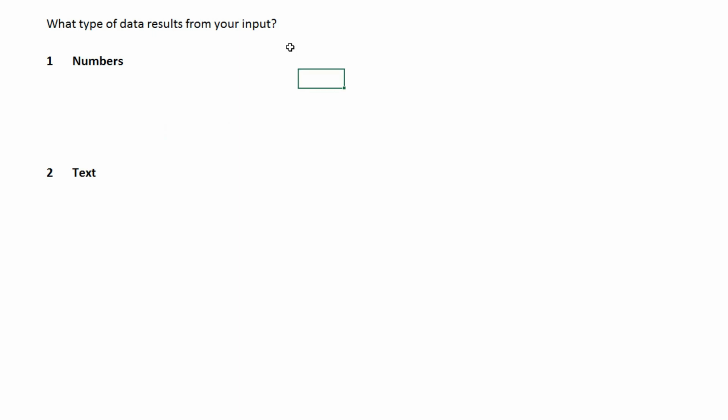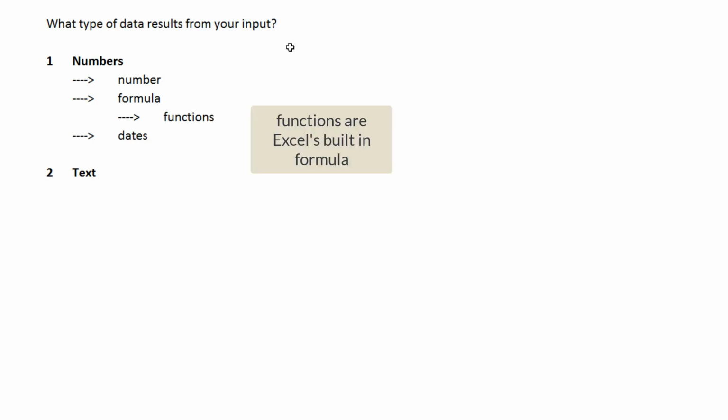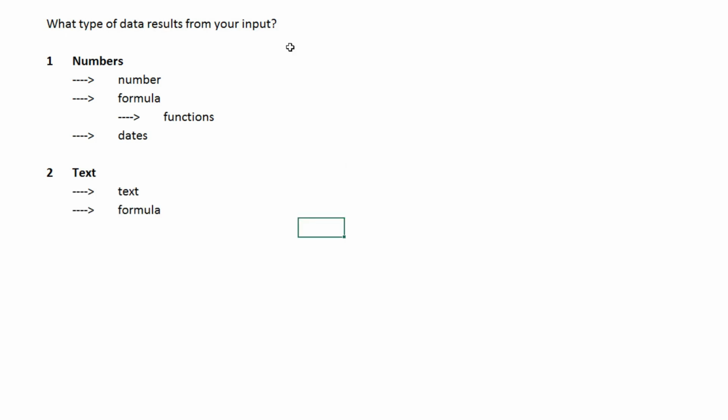So what type of data is the output? Almost everything is either going to be a number or text. Types of numbers, well, you've got very simple, plain vanilla 1, 2, 3, 4. Then we've got formula and functions. And finally, we've got dates. Most of the time, if it's not a number, your output is going to be text. But it could be formula or, again, functions.